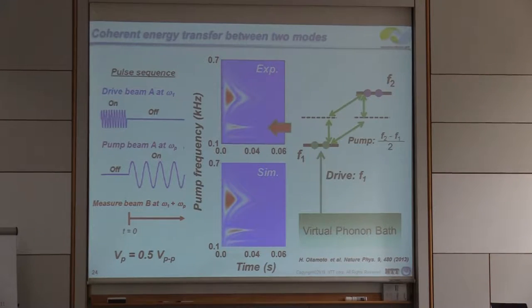So you have a nonlinear process taking place here. Yeah, it's again the same kind, actually geometrical nonlinearity. Okay.